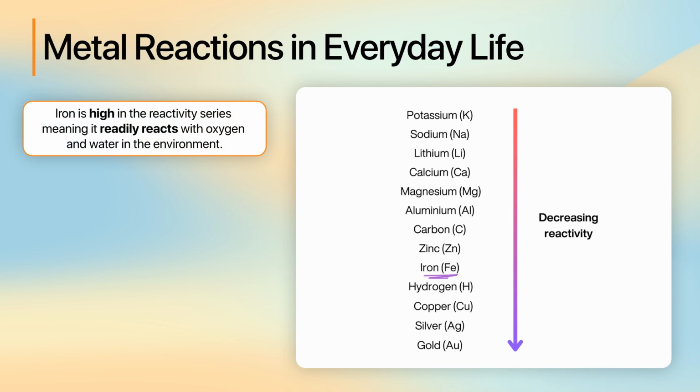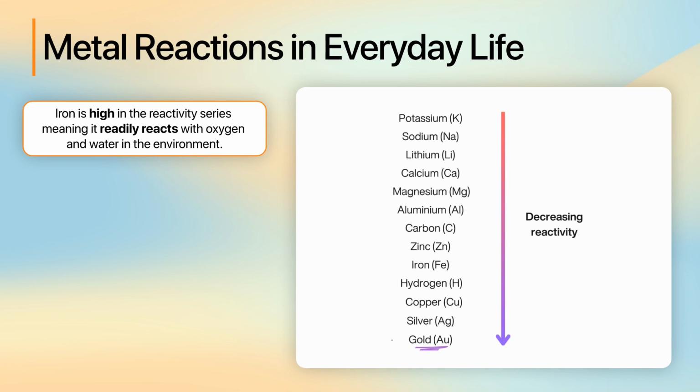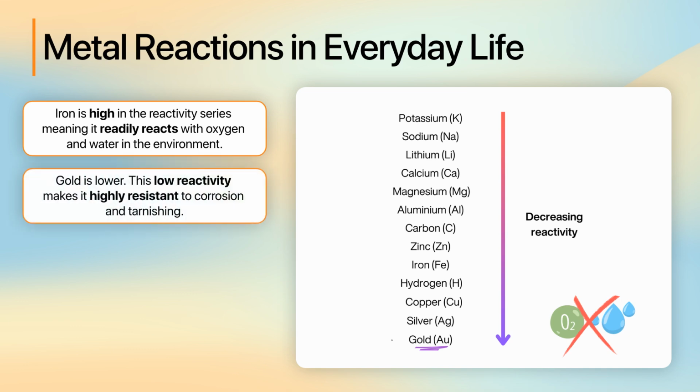Iron is relatively high in the reactivity series, meaning it readily reacts with oxygen and water in the environment. This high reactivity is why iron easily forms rust when exposed to air and moisture. Gold, on the other hand, is much lower in the reactivity series. It is one of the least reactive metals, which is why it does not easily react with oxygen or water. This low reactivity makes gold highly resistant to corrosion and tarnishing.